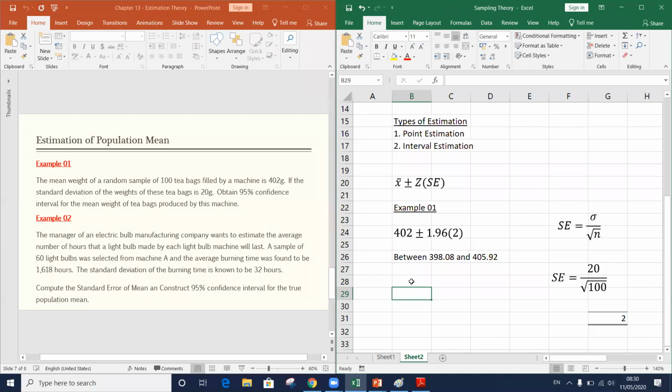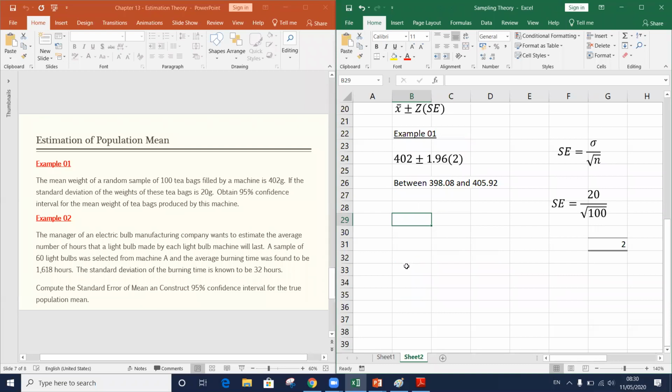Example number 2. The manager of an electric bulb manufacturing company wants to estimate the average number of hours that a light bulb made by each light bulb machine will last, right? A sample of 60 light bulbs was selected from machine. හැටක sample එකක් ගන්නවා. And the average burning time was found to be 1618 hours.